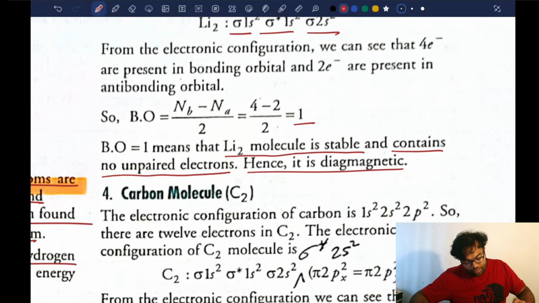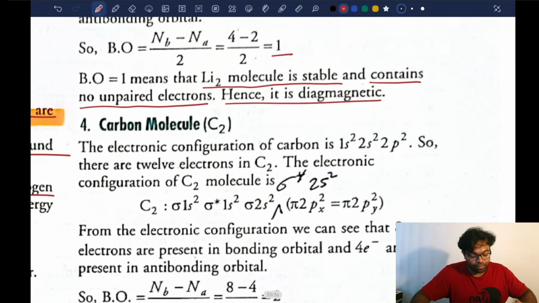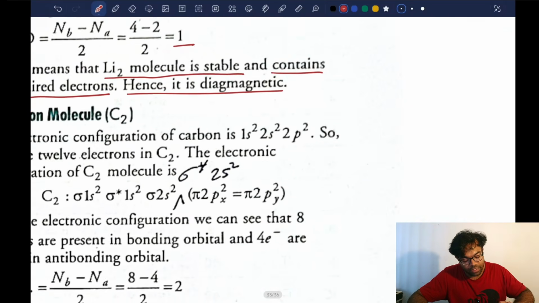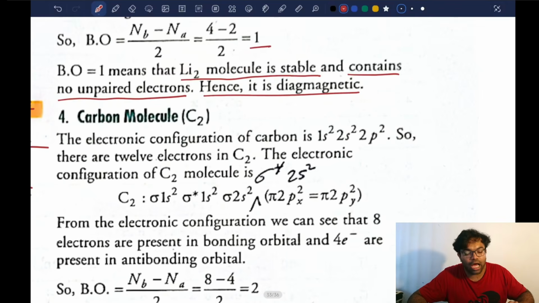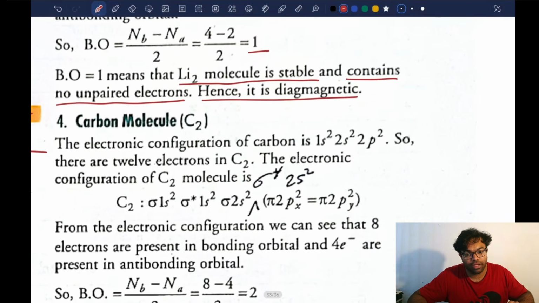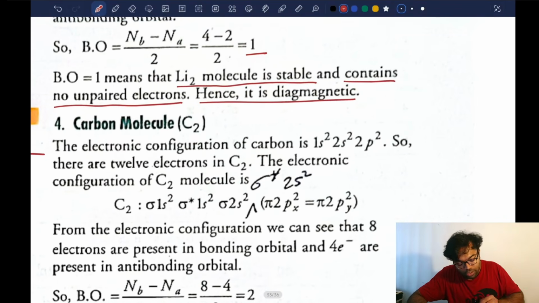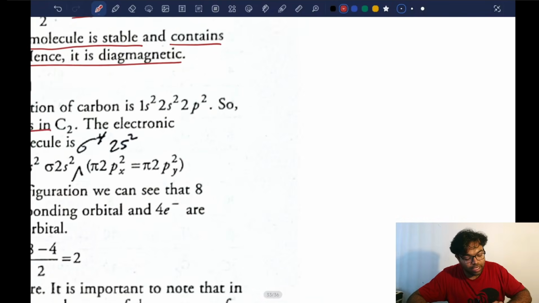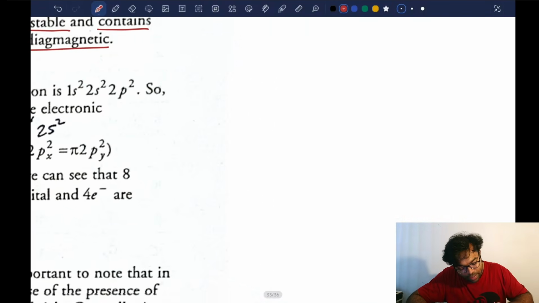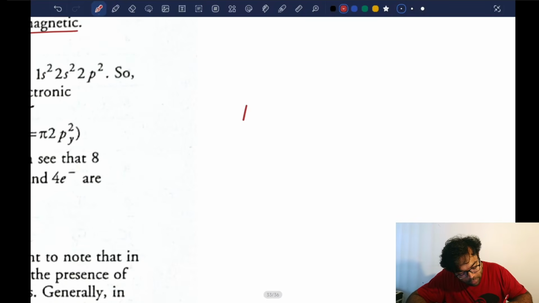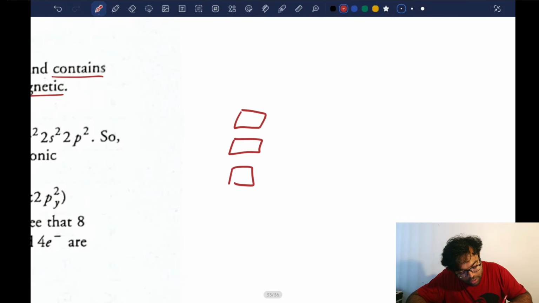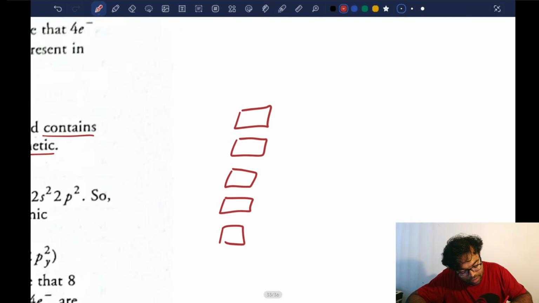Now, next, C2. In the case of C2, what happens? The electronic configuration of carbon is 1s2, 2s2, 2p2. So it has 6 electrons, so there are 12 electrons in C2. Now let's actually draw this. If you want to draw a rough sketch, what will you do? You will write sigma 1s, sigma star 1s, sigma 2s, sigma star 2s, sigma 2pz.